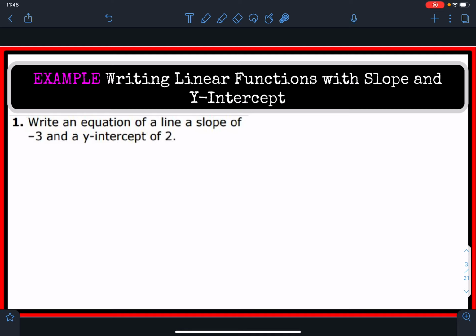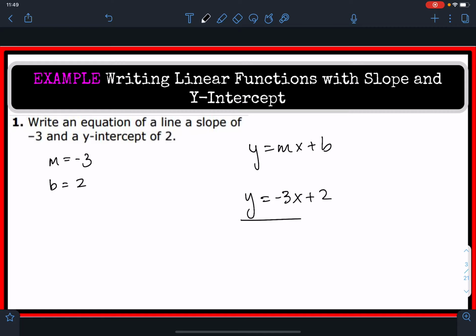The first example is when we're given the y-intercept and the slope of the line. Since in our formula y is equal to mx plus b, m stands for the slope of the line, we're told that the slope is equal to -3. So m is equal to -3. The y-intercept is 2, so for the b value, we're going to plug in 2. And thus, we end up with this equation. That would be the equation of our line: y equals -3x plus 2.